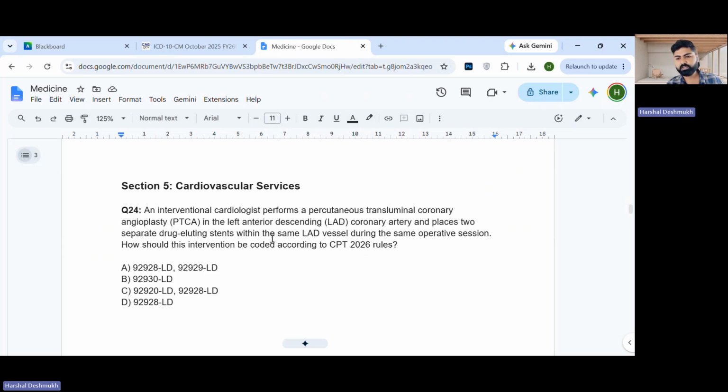Moving on to next question, starting with cardiovascular in chapter medicine. An interventional cardiologist performs a percutaneous transluminal coronary angioplasty, which is also called PTCA, in the left anterior descending coronary artery and places two separate drug-eluting stents within the same LAD, that is left anterior descending vessel, during same operative session. So two stents in one single vessel. How should this intervention be coded according to 2026 rules?